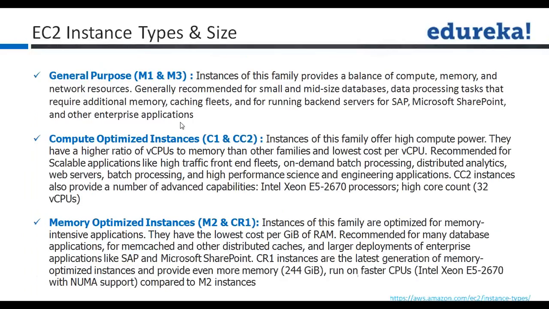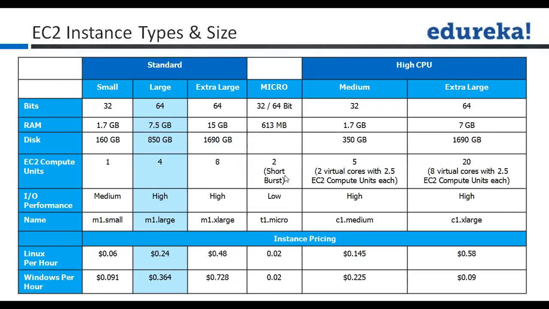Now, as we said, Amazon has different kinds of instance types and sizing. General purpose ones are called the Amazon instance families. So the M1 and M3 instance families provide a balance of compute and memory. So it's a standard instance. They are normally good for mid-sized databases, data processing, normal application hosting kind of scenarios. If you see here, some of them are M1.small, M1.large, M1.extra large. Those are part of the M1 family.